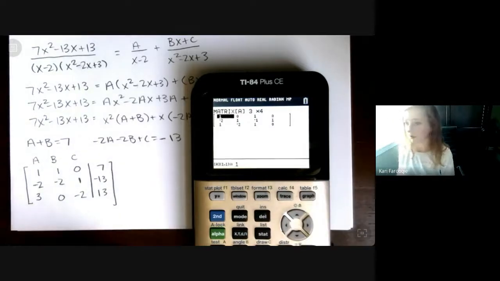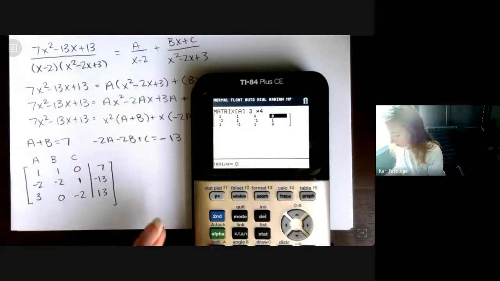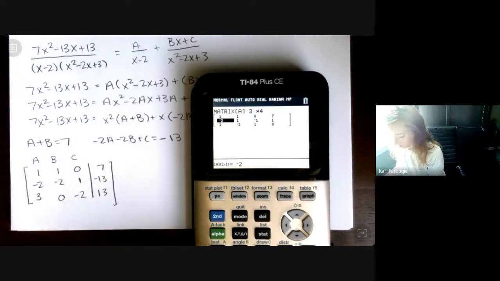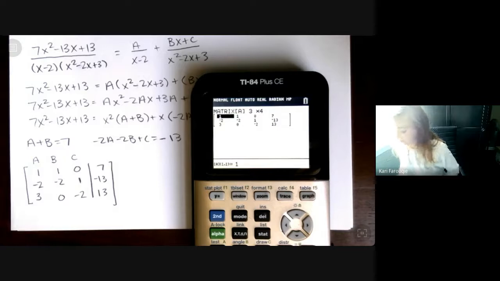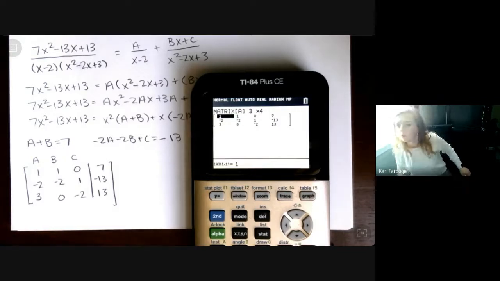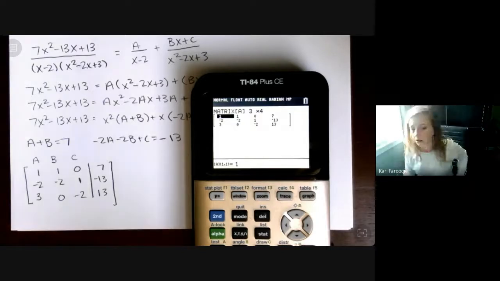And that's what this is going to look like. And you can just go over the numbers that you have. 1, 1, 0, 7. Being careful. Negative 2, negative 2, 1, negative 13. 3, 0, negative 2, 13. And then you're going to double check. I know I keep saying that because it's crucial that this matches. Okay, 1, 1, 0, 7, negative 2, negative 2, 1, negative 13, 3, 0, negative 2, 13. Awesome.